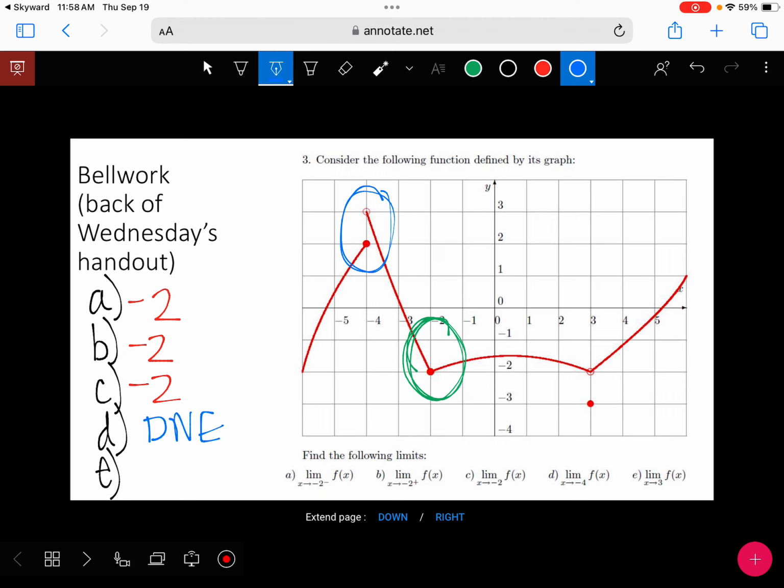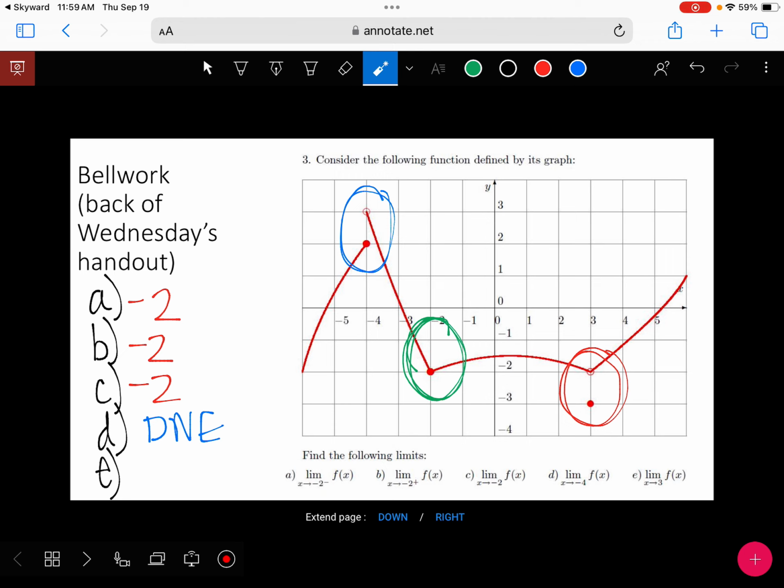But now when we go, I think the last one says +3, which is right here. I'm talking about the graph. The graph is connected. This is not a jump. What do we call this discontinuity? Removable. Removables have a limit. The limit is where the graph is. And the graph is at -2.